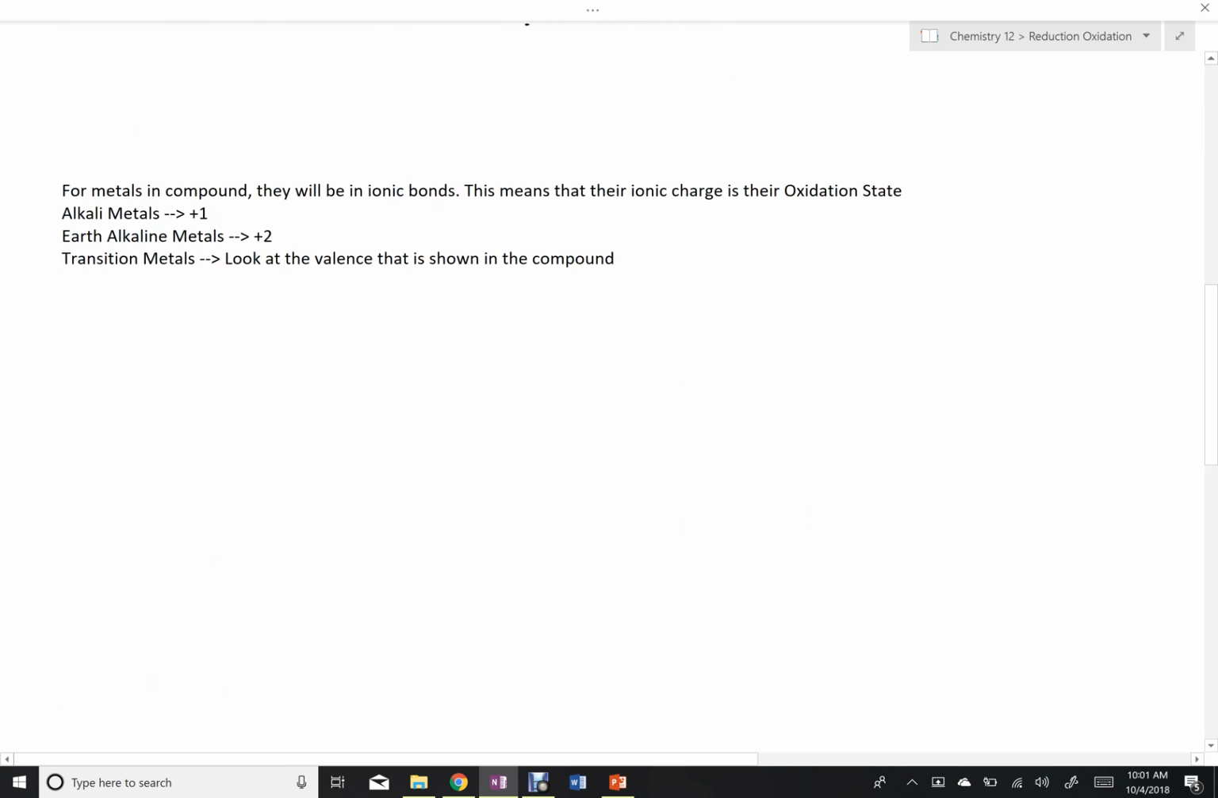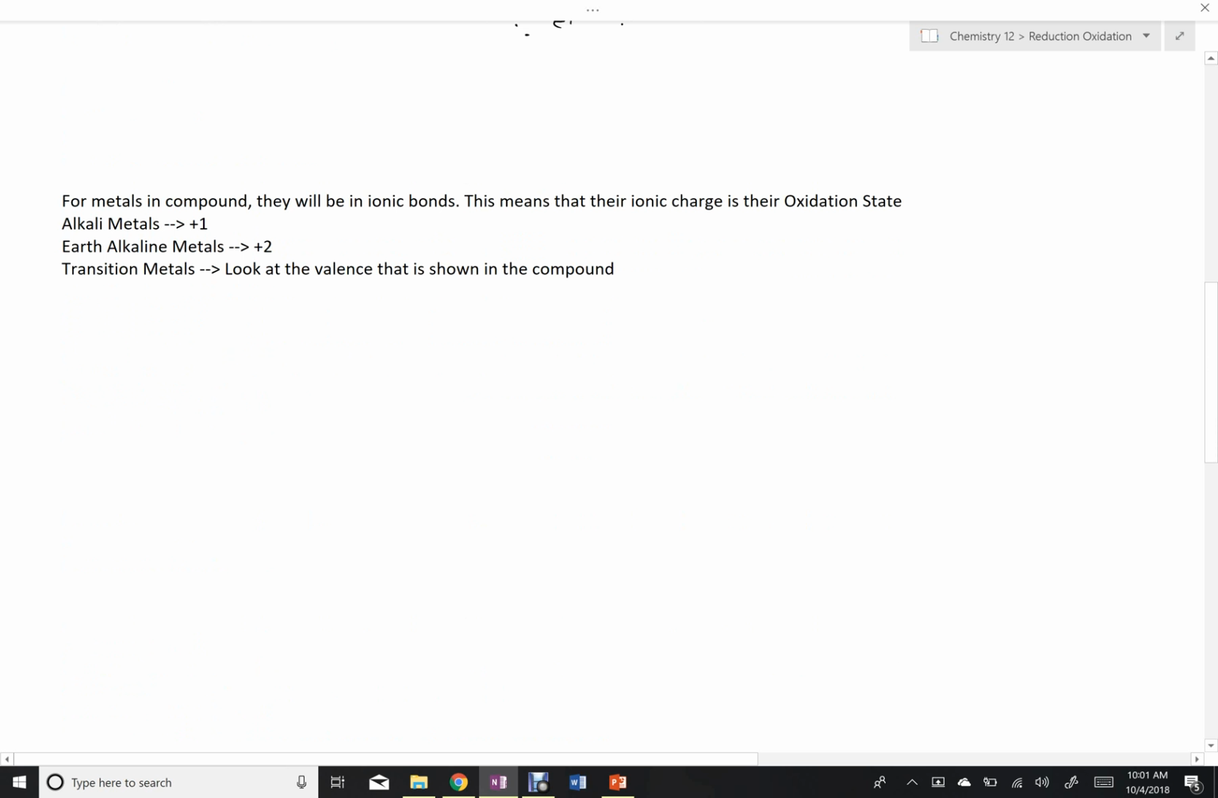Next, metals. When metals form compounds, they tend to form ionic bonds. Even if they don't form an ionic bond, they tend to have the lower electronegativity of the two atoms in the molecule. As a result, we always assume that any electrons that are involved in bonding for metals are lost by the metals. So their oxidation states are simply the ionic charge that they get for losing those electrons. For example, if lithium gives its electron to an oxygen atom, it ends up being lithium plus 1.